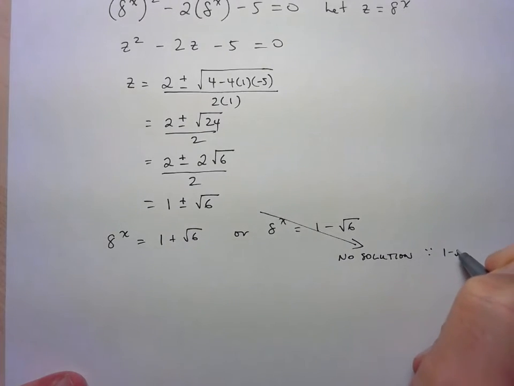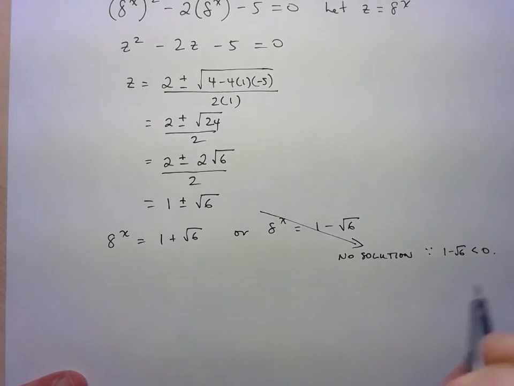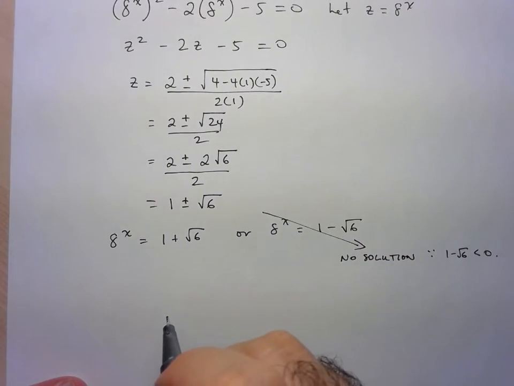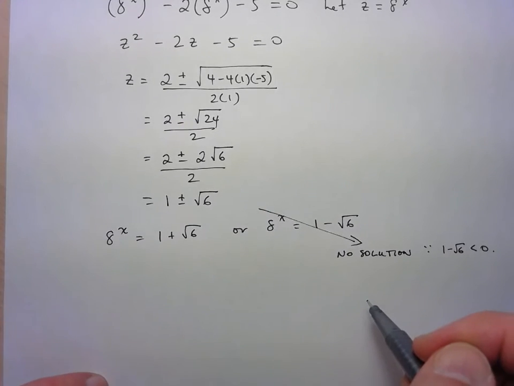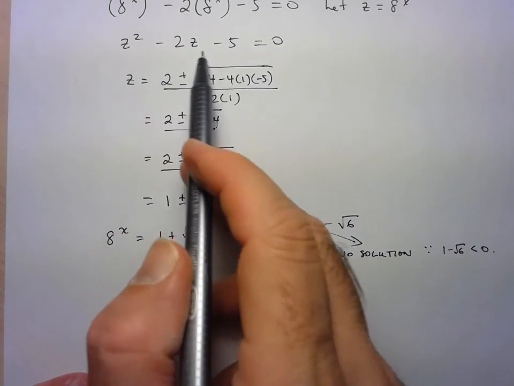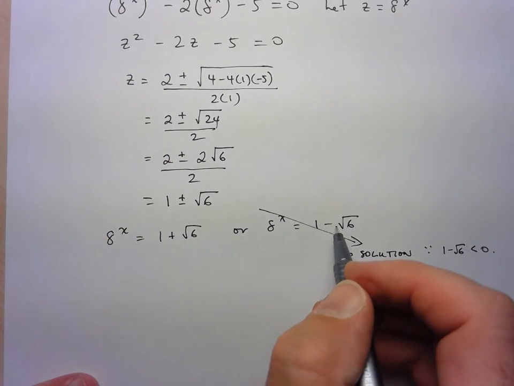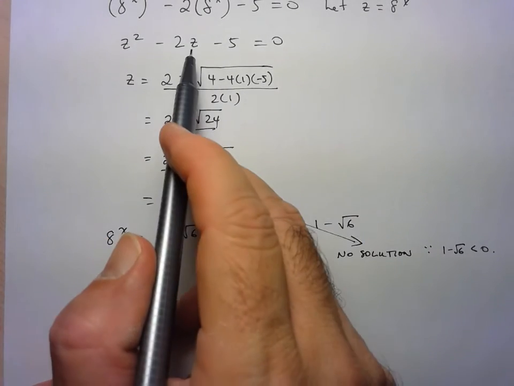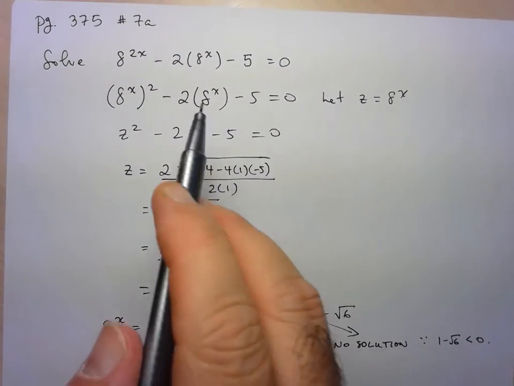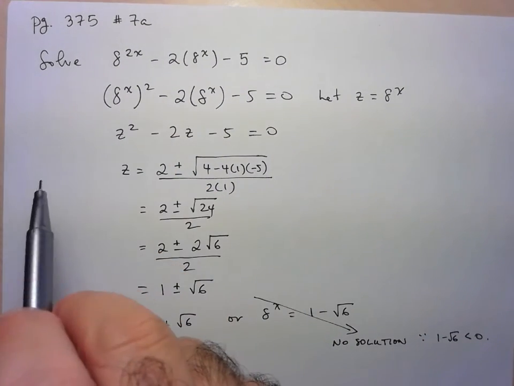Since 1 minus root 6 is less than 0, there's no way for an exponential expression to be equal to a negative number. So this is what they're talking about when they're talking about the extraneous roots. Here we have a root to this quadratic equation, 1 minus root 6, which is a solution to the quadratic equation, but is not a solution to the original equation that we're actually solving.